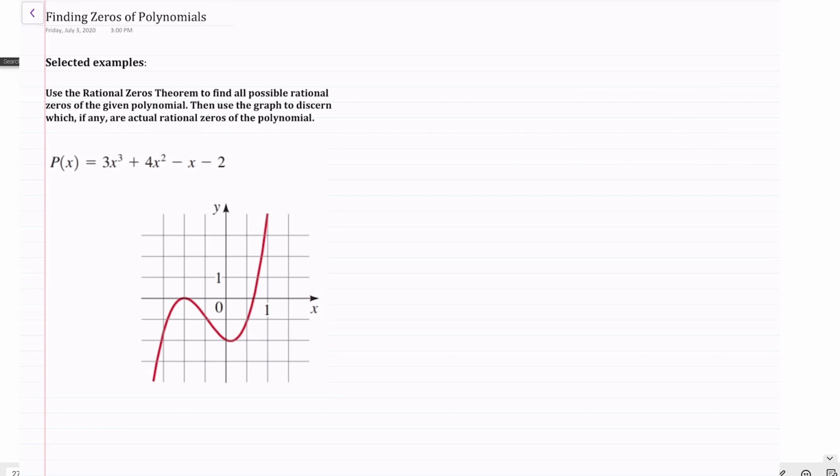So the instructions here are saying to use the rational zeros theorem to find all possible rational zeros of the given polynomial. Then use the graph to discern which, if any, are actual rational zeros of the polynomial. Now, one thing to notice here about this graph, you'll notice if you look carefully that it appears that we have a fractional root. Let me get a good color here to indicate that. It's right there.